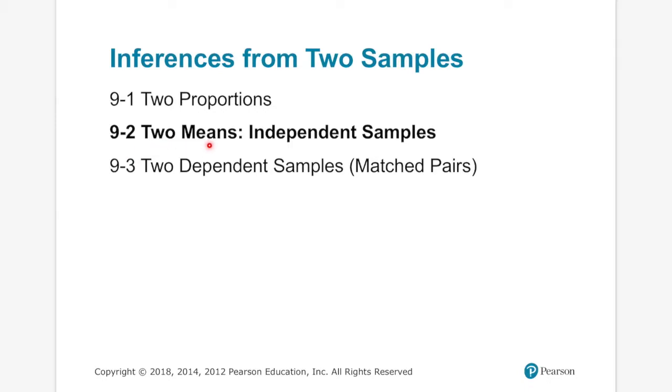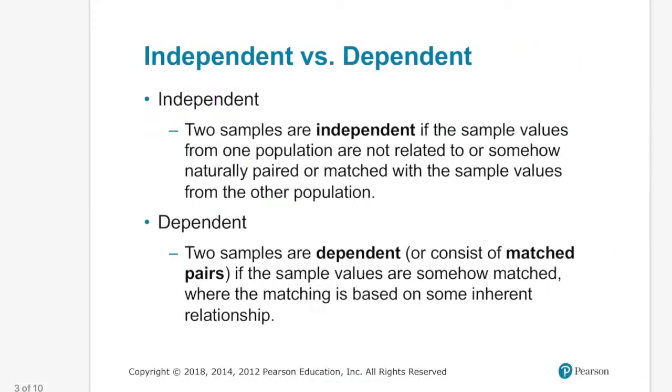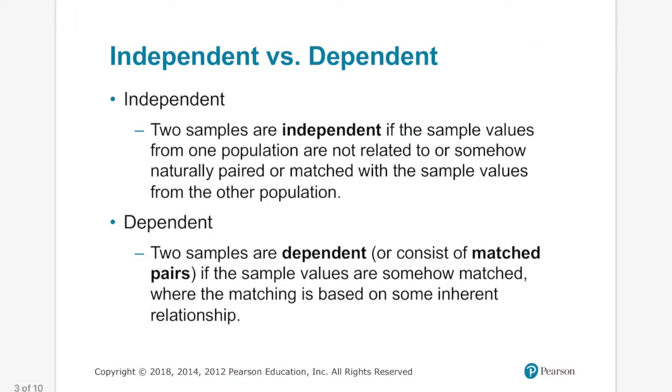Section 9.2, two means, independent samples. Two samples are independent if the sample values from one population are not related or somehow naturally paired or matched with the sample values from the other population.